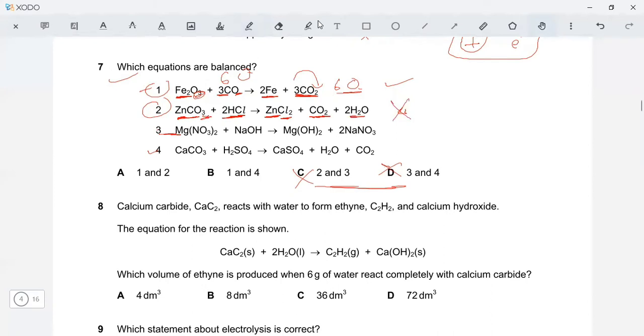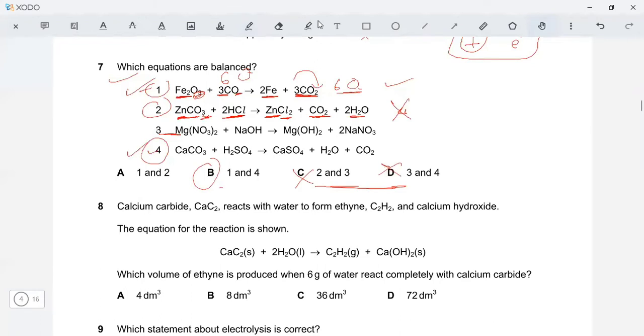the first and fourth. Okay, so the fourth one, no need to think about it. Why? Because the remaining options are wrong. So definitely it's going to be the 4, 1, and 4. So let's get clarity, is it really balanced or not? You just count it, no problem.